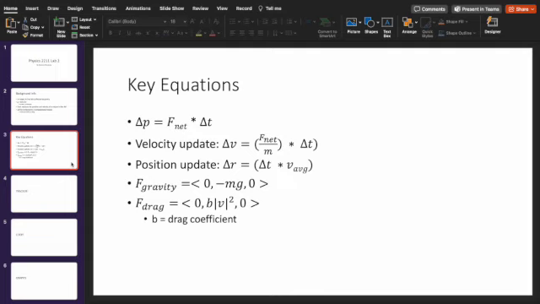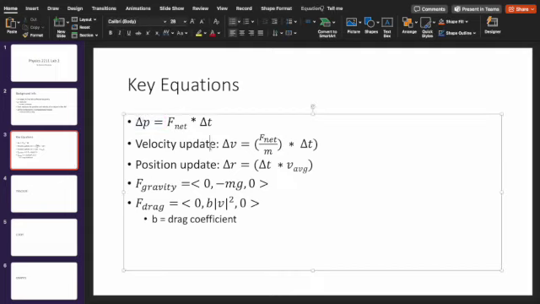Now the key equations, you can find them here. Here's change in momentum, velocity update, position update. Gravity is negative mg in the y direction, and drag was defined as the drag coefficient b times the magnitude of velocity squared, aka the speed squared.